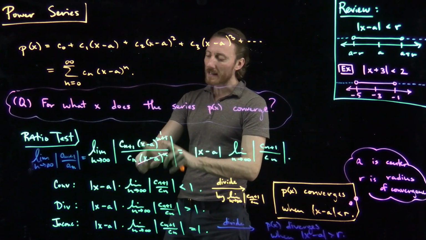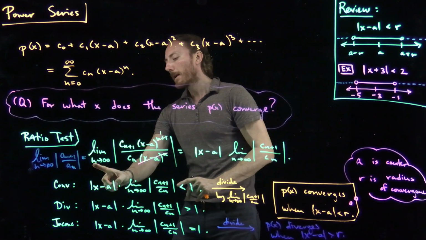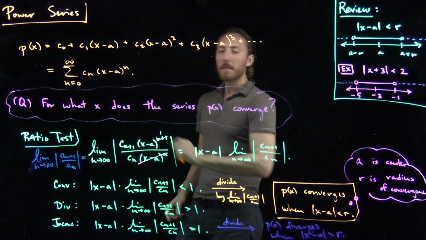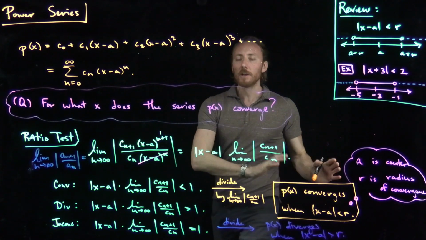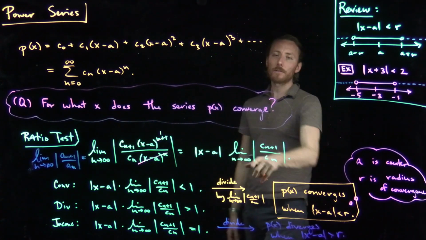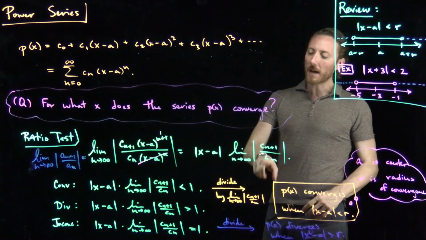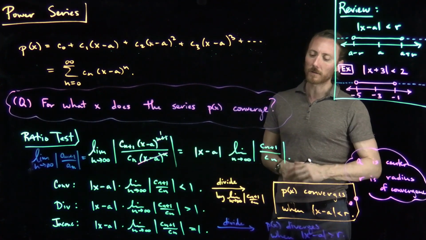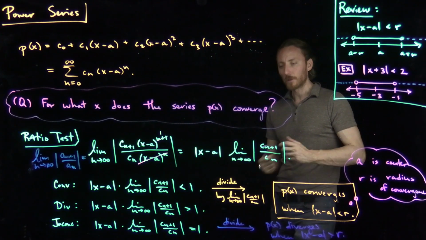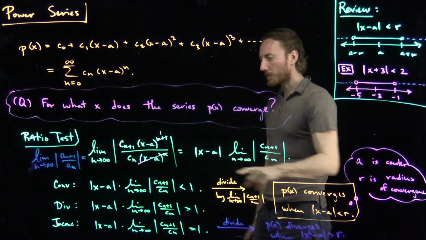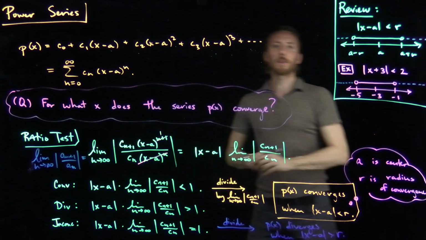But if you notice, this x - a here, which is in the absolute value, we're taking a limit as n goes to infinity, and x - a has nothing to do with n. So we could actually factor the x - a out of our limit, and if we did, we'd have |x - a| times the limit as n goes to infinity of |c_{n+1}/c_n|. Now, this is the expression for the limit associated with the ratio test.